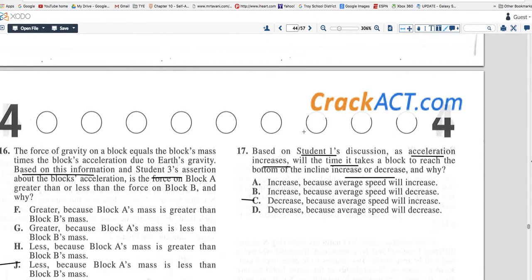Okay, so student 1, basically, if you're increasing your acceleration, the time is definitely going to decrease. That eliminates A and B. Those two are out. Now we're left with explanations because the average speed will increase. Well, decrease, my bad. I said increase. So if your acceleration is increasing, your average speed will definitely increase. Does that make sense? That's just physics.